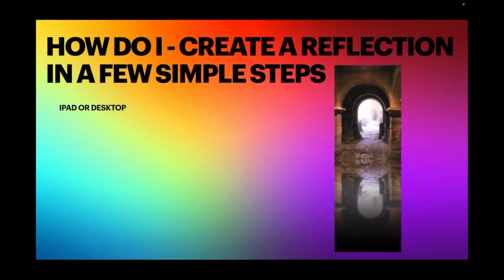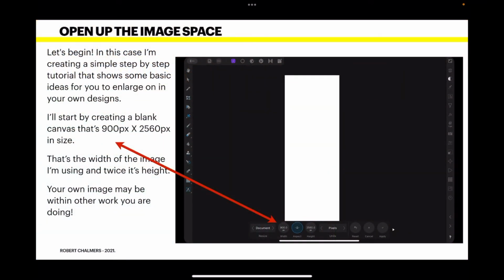Hi folks, so how do I create a reflection in a few simple steps? Now this is doable on the iPad or the desktop, Mac or PC. It's entirely up to you, whatever you've got. And you can have a lot of fun doing this, and it's really quite simple. So let's open up the image space, and in this case I'm working with a particular image size. I'm creating a simple step-by-step tutorial that shows some basic ideas for you to enlarge on in your own designs.